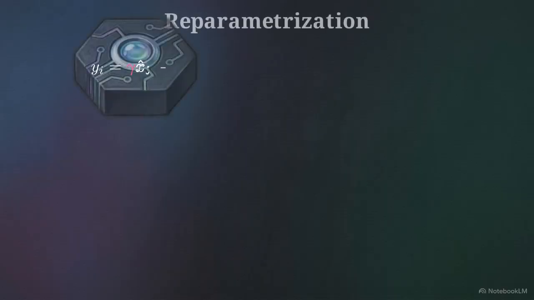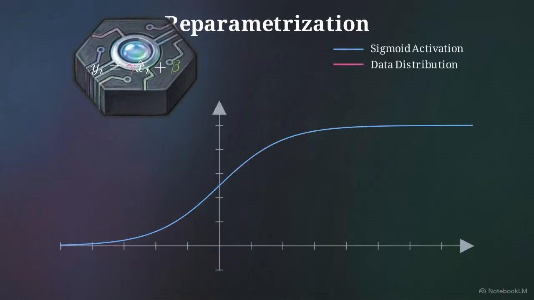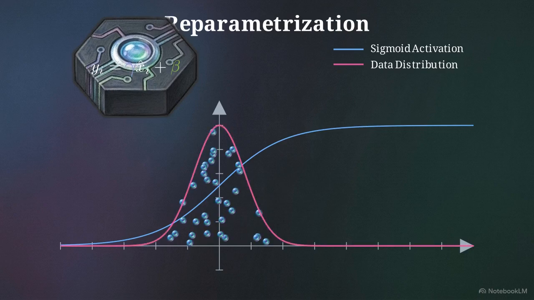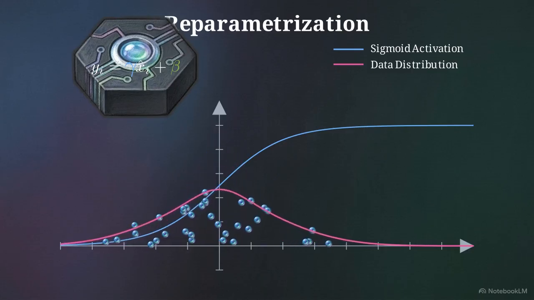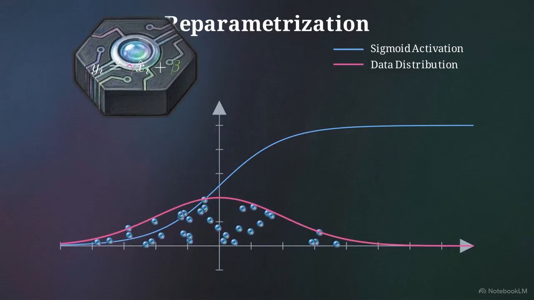To fix this, BatchNorm introduces reparametrization. For every feature, it adds two entirely new learnable parameters, gamma and beta. Gamma acts as a dynamic scale factor. It allows the network to automatically adjust its variance, spreading the data outward into the curved, saturating extremes of the activation function. Beta acts as a shift factor.